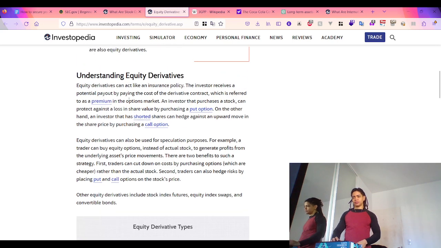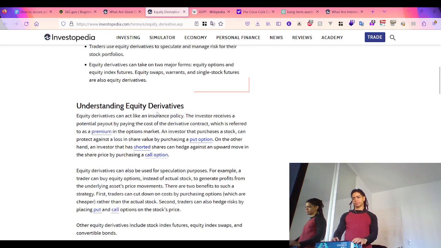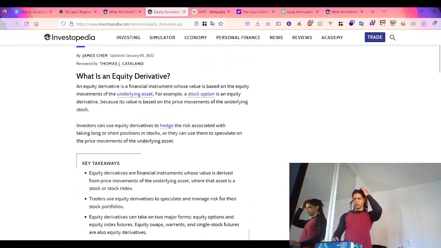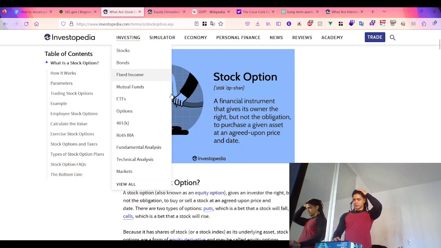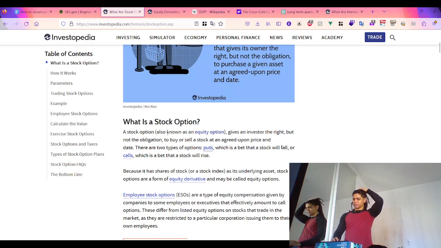Understanding equity derivatives. An equity derivative can act like an insurance policy. The investor receives a potential payout by paying the cost of the derivative contract, which is referred to as the premium in the options market. What is an option?